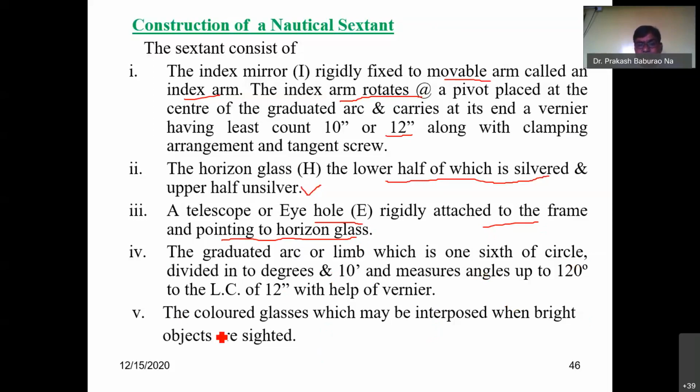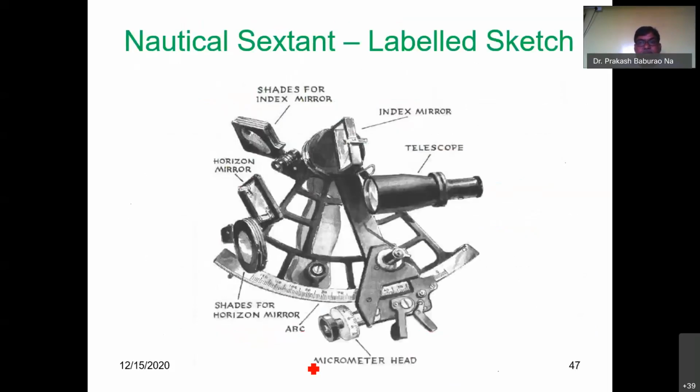And if there is any radiation effect, colored glasses can be utilized, which may be interposed when bright objects are to be sighted, for getting clear visibility. That's why we have to utilize the color glasses. See, this is the diagram of the nautical sextant. All the component parts are shown here. This is the horizon mirror. This is the graduated arc where the graduations are marked.